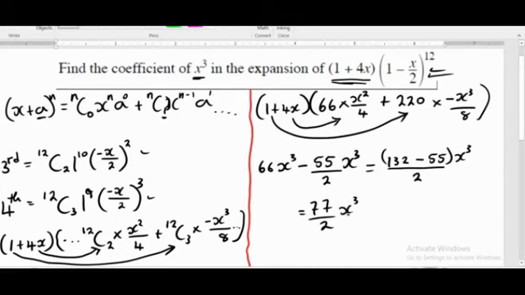In answering the question, the coefficient of x power 3 in the expansion is equal to 77 divided by 2, or if you want to leave it as a decimal, it's going to be 38.5, but it's always preferred as a fraction.